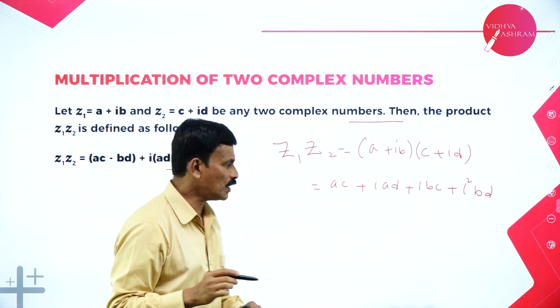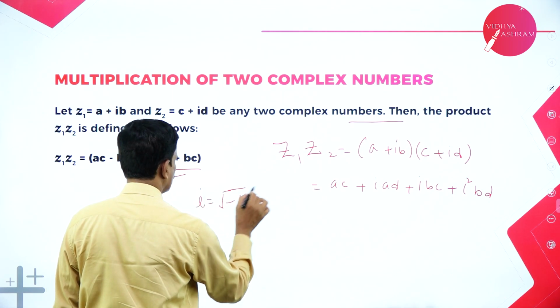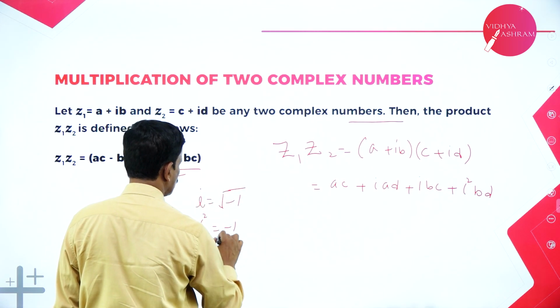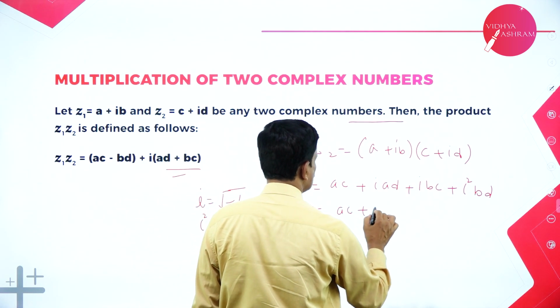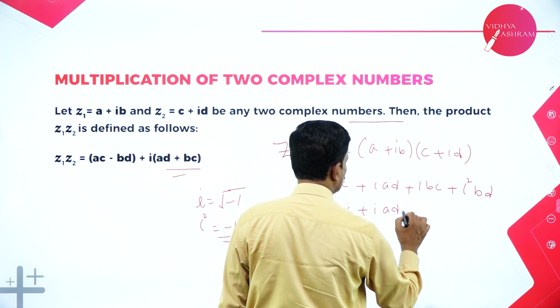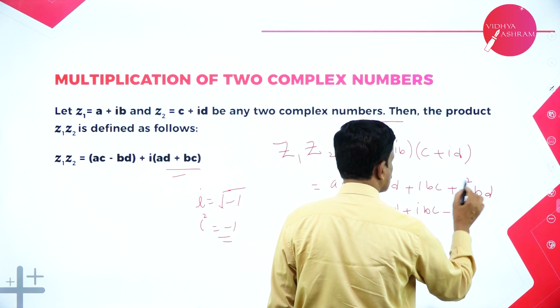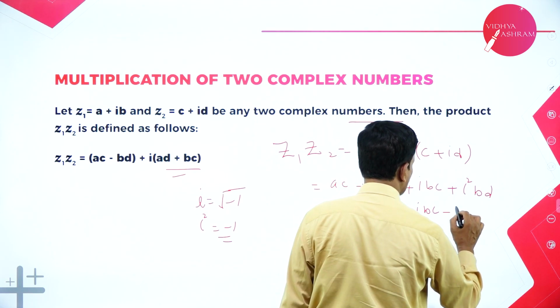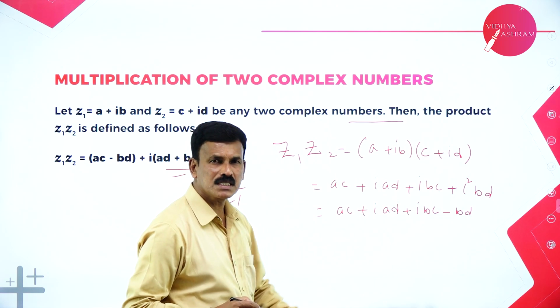Now since we know the value of i, what is i? i is equal to root of minus 1. If we square, i square is equal to minus 1. Substitute i square is equal to minus 1. This is AC plus i into A into D plus i into B into C. Since i square is equal to minus 1, minus into plus is minus, so it is minus 1 into BD.